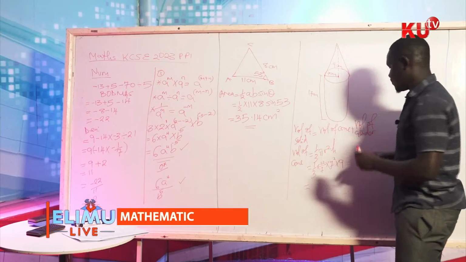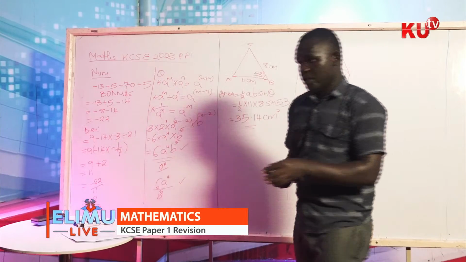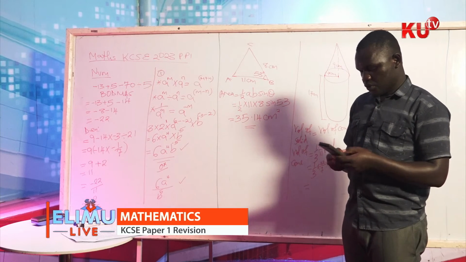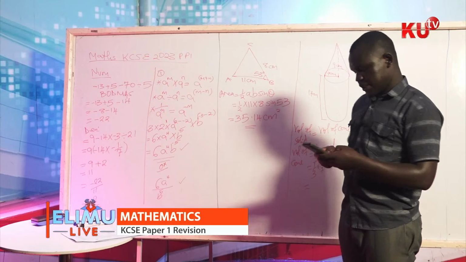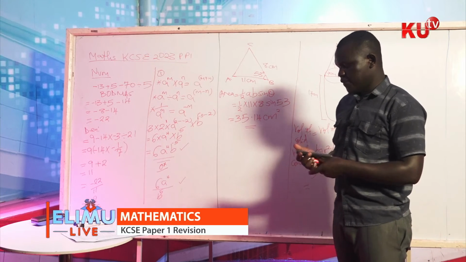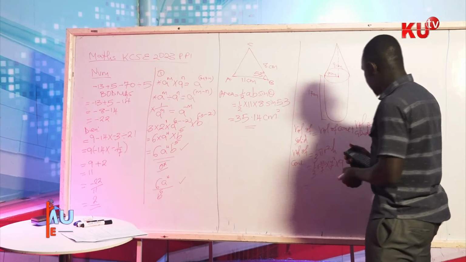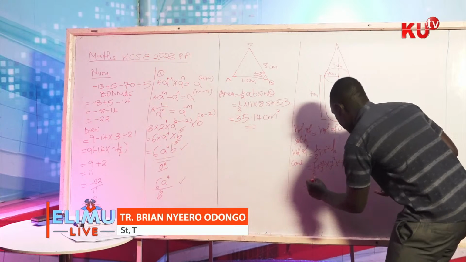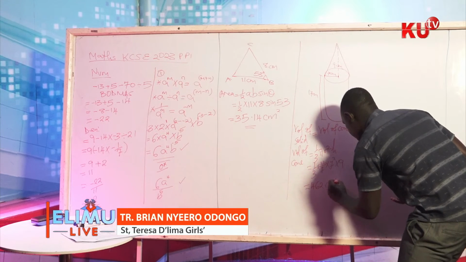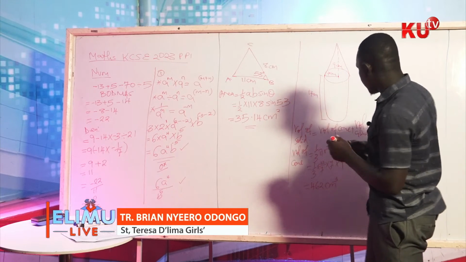So what are you getting? Again, you use your calculator. So you are having a third times 22/7 times 7 squared times 9. You should be getting 462 cubic centimeters. So that is the volume of the cone.